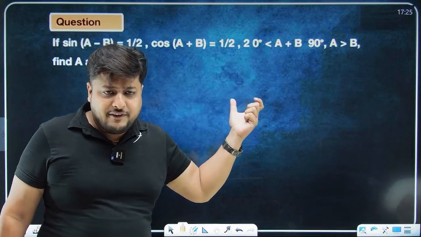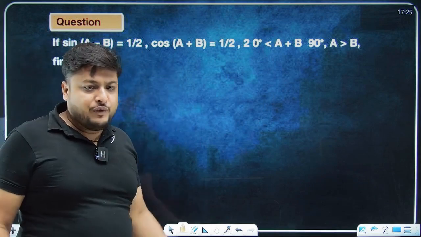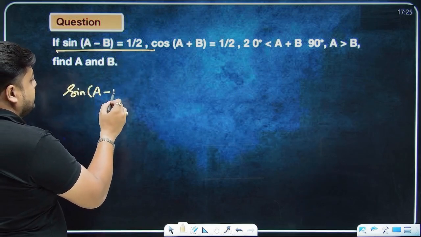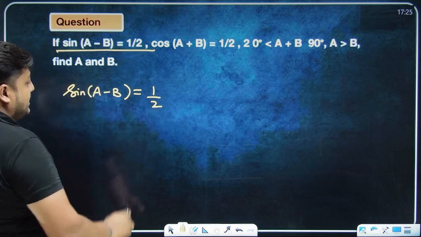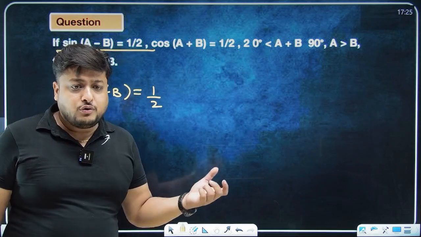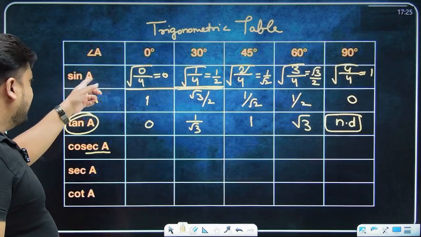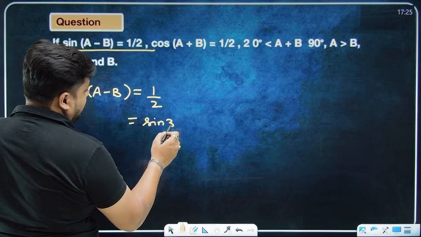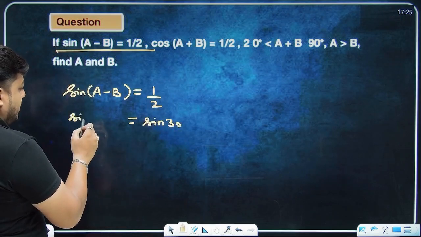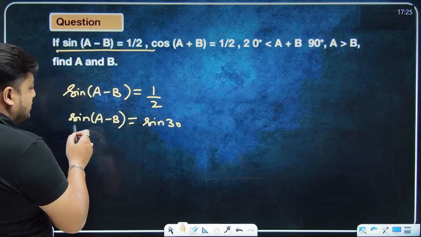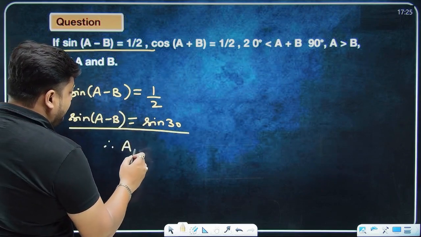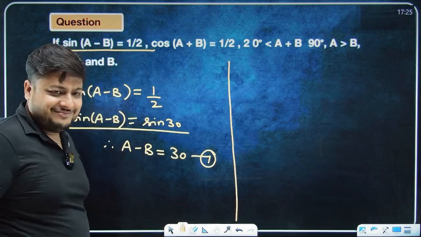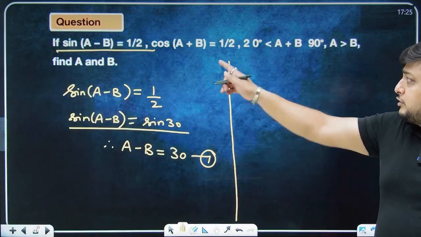That is, if sine of a minus b equals 1 upon 2. What is written? If sine of a minus b is 1 by 2. Can you tell me where sine theta is 1 upon 2? See, sine theta is 1 upon 2 at 30 degree. So it means that we can replace 1 by 2 by sine 30, because sine 30 is 1 by 2. So here you can write sine of a minus b equals sine 30. On comparing, we can say that a minus b is 30. Make it equation number 1. Okay, very simple. Then cos of a plus b.